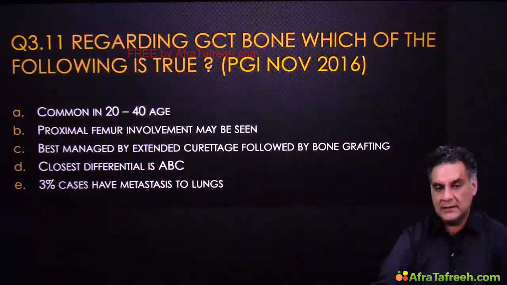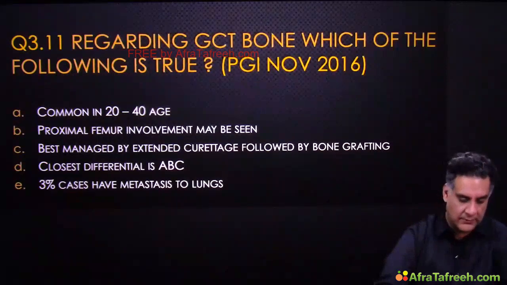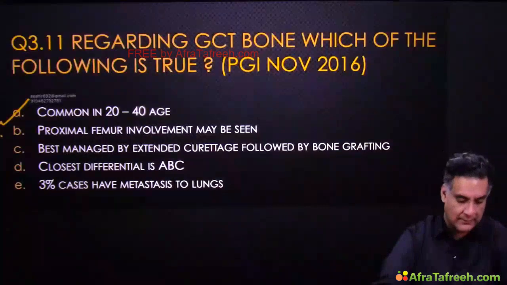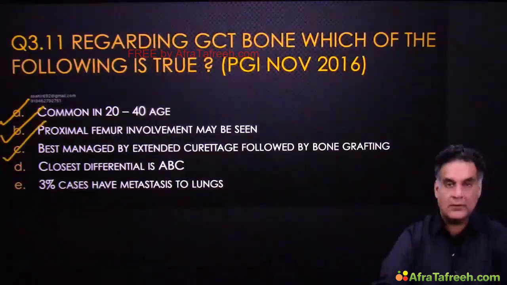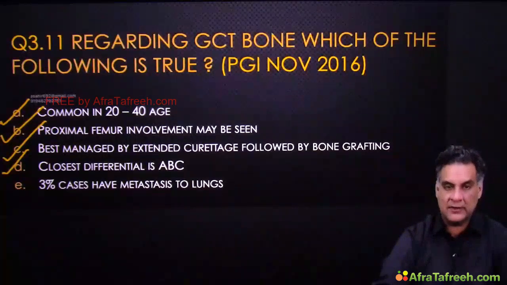Regarding GCT, which of the following is true? Age group 20 to 40 after skeletal maturity. True. Proximal femur involvement can be seen. In fact, we saw the X-ray. Managed by extended curettage, the treatment of choice. Closest differential is ABC. True. 3% of cases have metastasis to the lung. True.